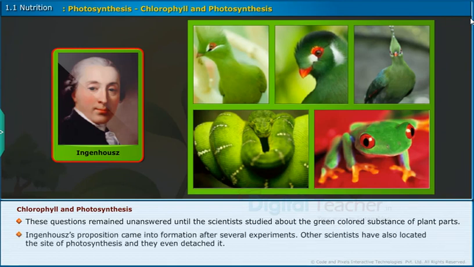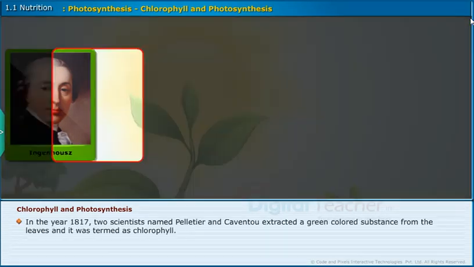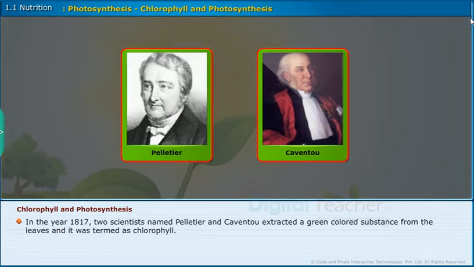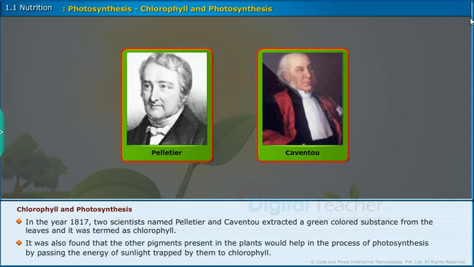Ingenhousz's proposition came into formation after several experiments. Other scientists have also located the site of photosynthesis and even detached it. In the year 1817, two scientists named Pelletier and Caventou extracted a green-colored substance from the leaves and it was termed chlorophyll. It was also found that the other pigments present in the plants also help in the process of photosynthesis by passing the energy of sunlight trapped by them to chlorophyll.